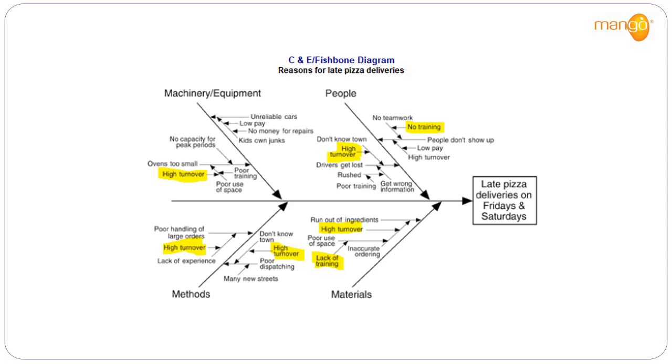And here's the example with some causes that they've brainstormed. At the head of the fishbone diagram, the head there has got the late pizza deliveries on Fridays and Saturdays. So that's the effect. So you put that at the end, and then you put arrows with machine and equipment, people, methods, and materials as sort of the bones, and then you go into each of the areas, say for example materials, and you're looking at causes of why things are late: running out of ingredients, there's poor use of space, there's inaccurate ordering of ingredients, and then highlighted there is high turnover of staff and maybe some lack of training.